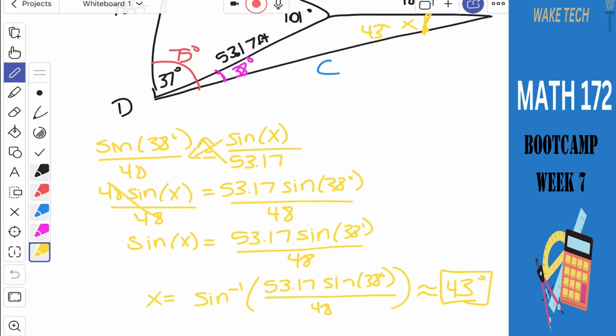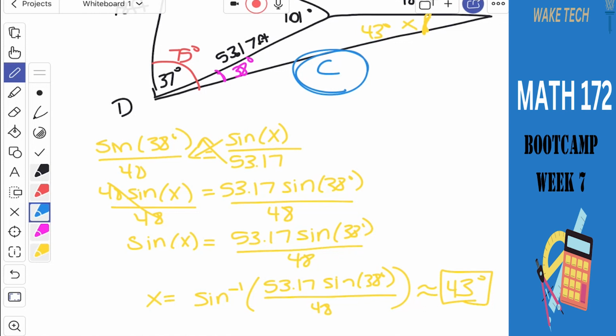Now what we're after, that is not an answer to the question. The answer to the question is side C, which is how far the ball is from Dana at this point. The only reason we're finding the 43 is because that's what we could find next. We can't find side C, we can't find angle C, we can find angle X, which I labeled as X, and so we did.